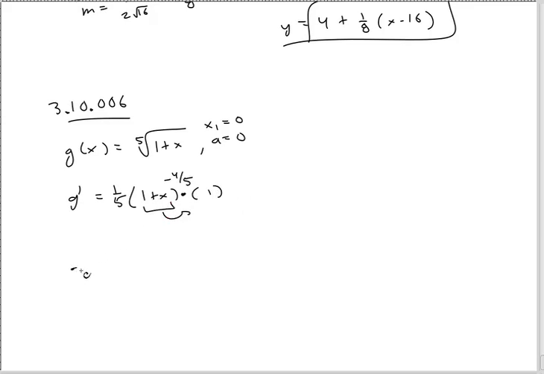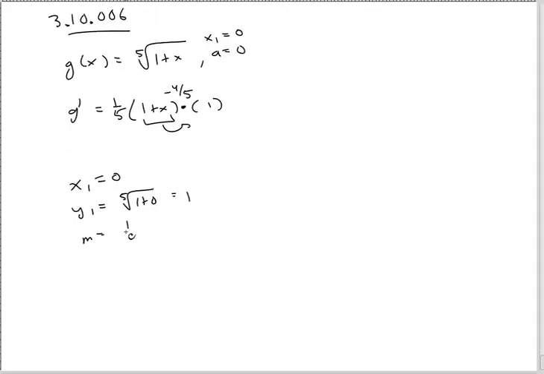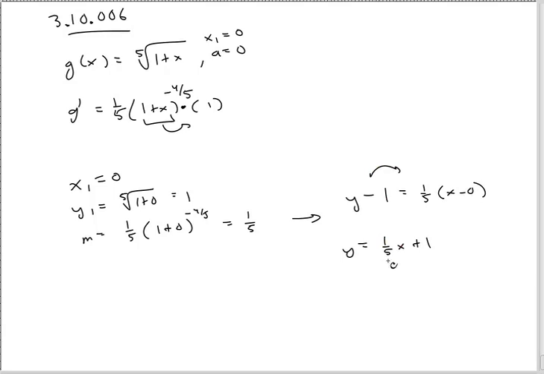So let's try to find some stuff now. My x1 is a 0. My y1 is when I plug a 0 into here, so the 5th root of 1 plus 0. The 5th root of 1 is just a 1. And then my m is when I plug it into this guy, which is looking weird, I know, but we can do this. Plugging in a 0, 1 to any powers itself, so it's just 1, 1/5, there you go. So we should be able to do y minus 1 is equal to 1/5 x minus 0. Move it over, and so your answer is 1/5 x plus 1, and there we go.